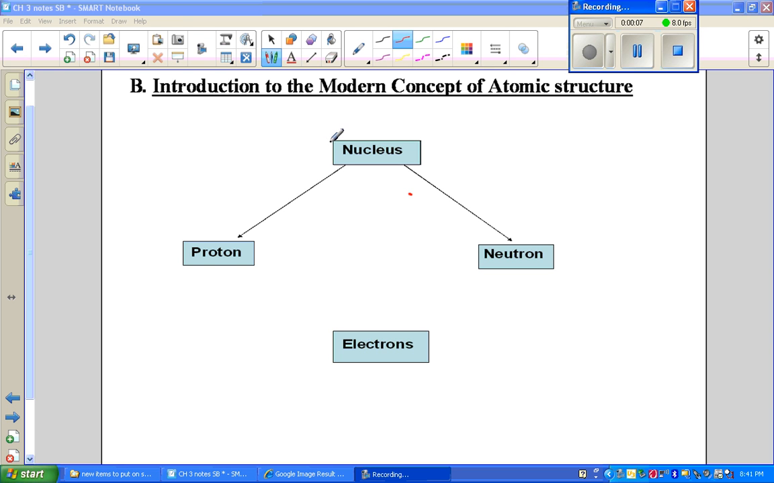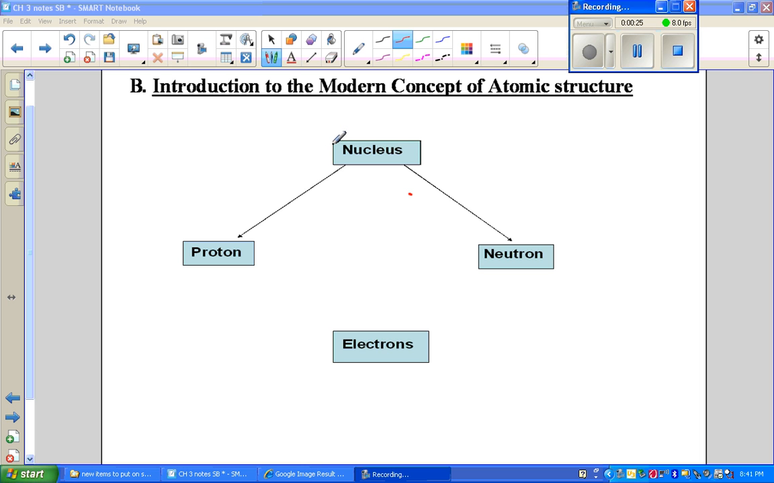This is going to be our second podcast of Chapter 3, and we're going to start with the introduction to the modern concept of atomic structure. Now, we've talked about the atom and how incredibly small it is. We're going to put some more thought into that and how atoms can be different from each other.